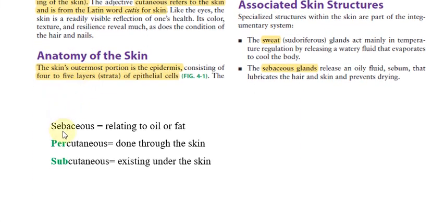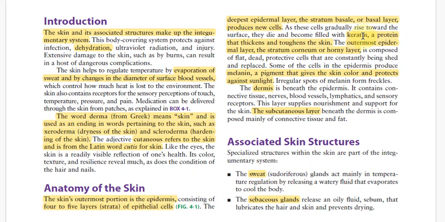I've already told you about sebaceous, relating to oil or fat, and here we have percutaneous and subcutaneous. I told you that cutis means skin. Percutaneous means done through the skin, and subcutaneous means existing under the skin. Sub means under, like subway, sublingual, under the tongue. So please work on the whole text and words. We move on to the next section.